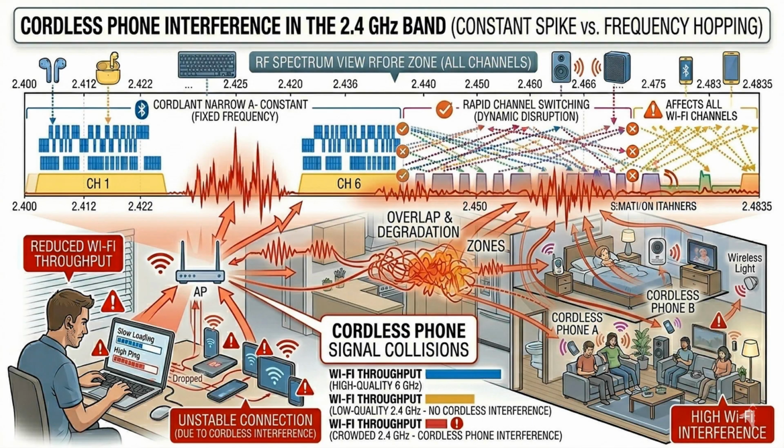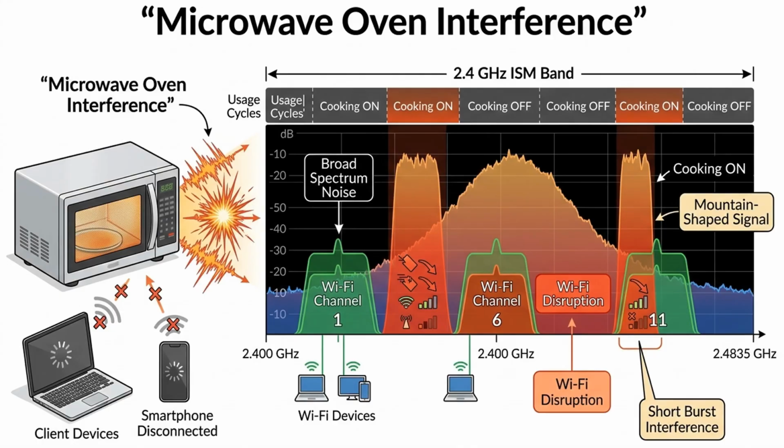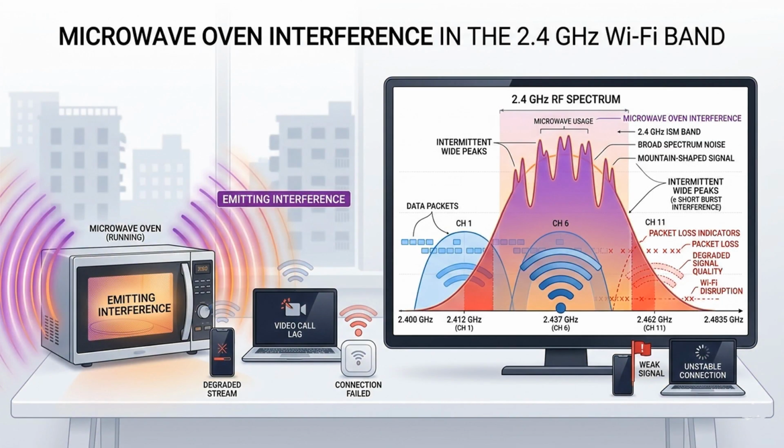Cordless phone. Cordless phones can also interfere with Wi-Fi in the 2.4 GHz band. Some create constant spikes in signal amplitude, while others use frequency hopping across multiple channels. Their operating frequency may change during use, which can often be observed in spectrum analysis tools such as waterfall or amplitude history views. Microwave. Microwave ovens operate near the 2.4 GHz frequency range and can generate significant interference. In spectrum analysis, they typically appear as a broad, mountain-shaped signal. Microwave interference often occurs in short bursts, such as 1-minute intervals during use. The strength of interference depends on the microwave's age, shielding quality, and distance from the wireless device.